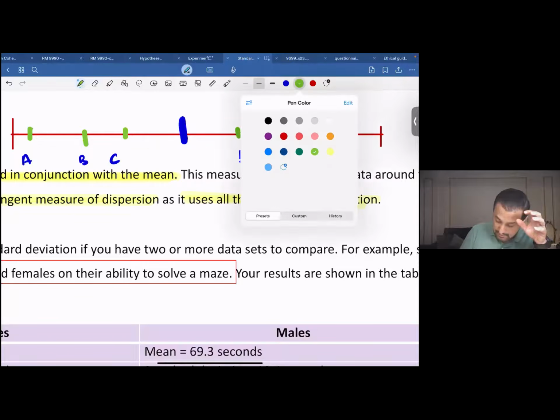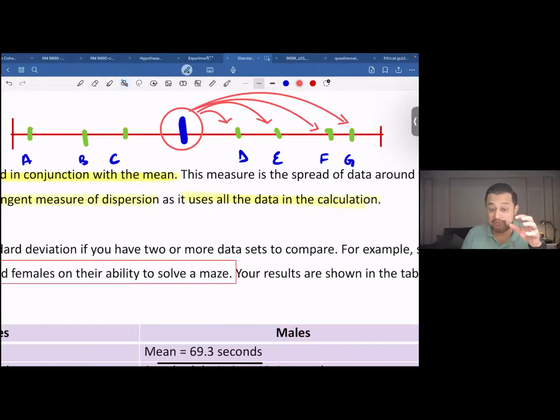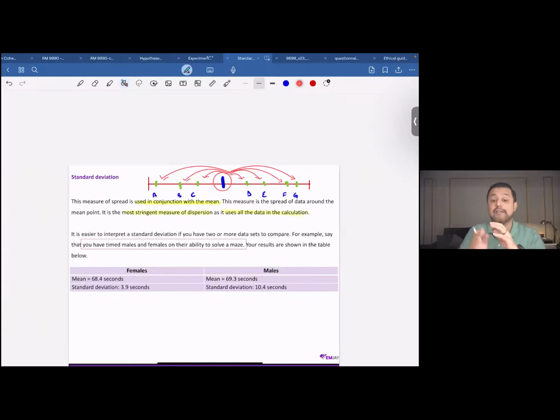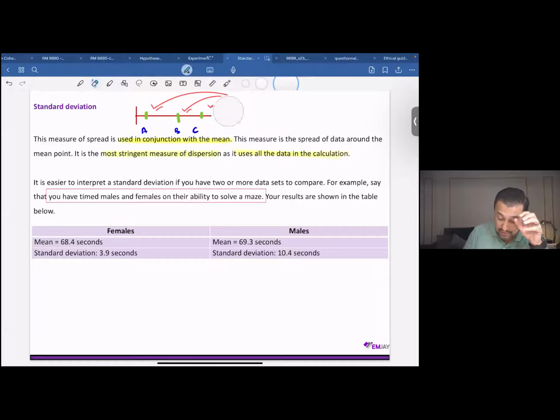I'll pick up another color. Yeah. So the distance from the mean to a particular point. This is a standard deviation. This distance would be the standard deviation. This distance would be the standard deviation, right? Likewise, this one, this one, this one. Again, you do not have to do anything like this in your paper, right? There would be no such question. I'll show you a couple of questions that we've had on standard deviation before.